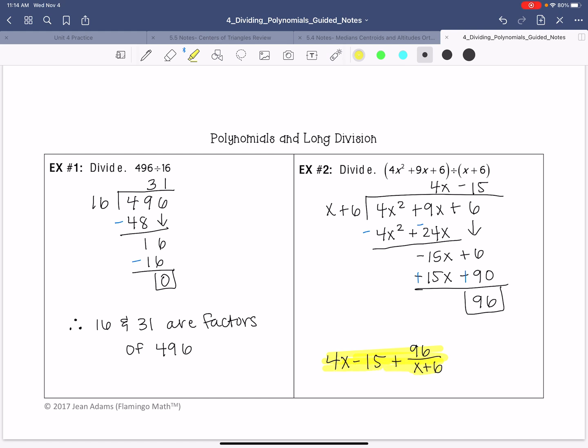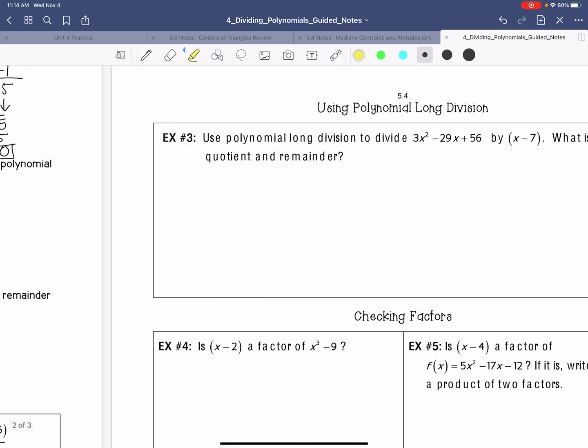There we go. And that would be my answer. So pay attention to how we write that remainder. You do not just do plus 96. That's incorrect. All right, let's go to the next page.